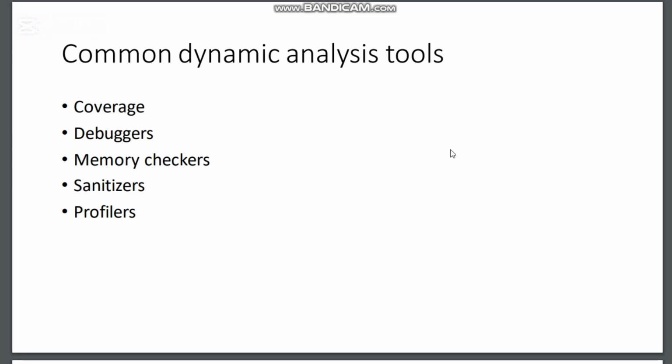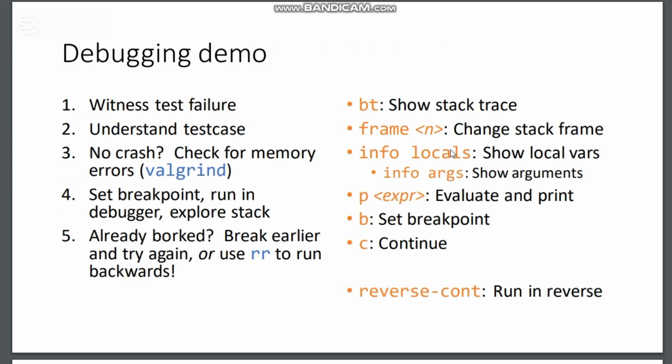Now, dynamic analysis tools include coverage tools, which check how much of the code is being tested to ensure all parts are working properly. Debuggers, which help find and fix errors in the code by allowing developers to step through it and inspect its behavior. Memory checkers, which detect issues like memory leaks or incorrect memory usage. Sanitizers, which catch problems like invalid memory access, undefined behavior, or data races. Profilers, which analyze the program's performance to identify areas that need optimization, such as slow functions or excessive resource usage.